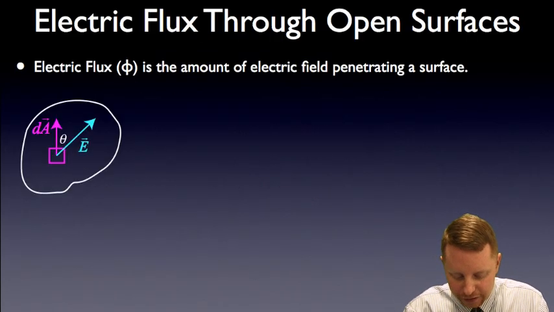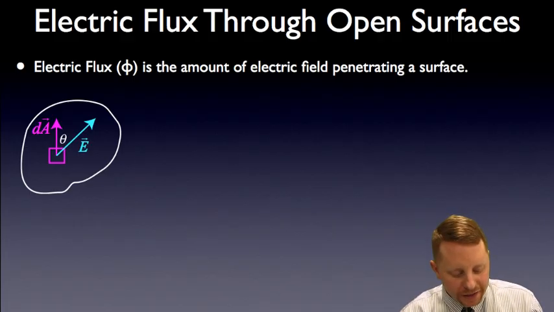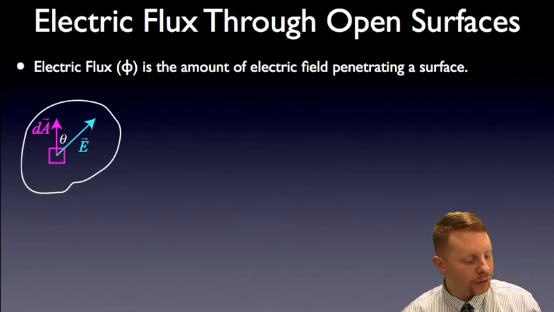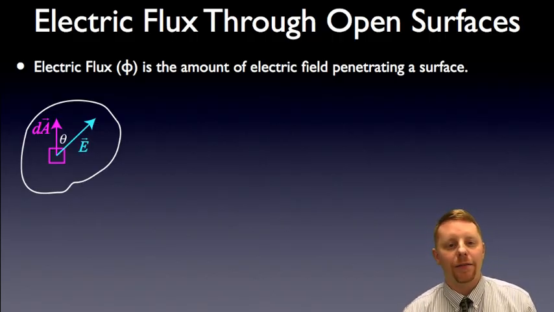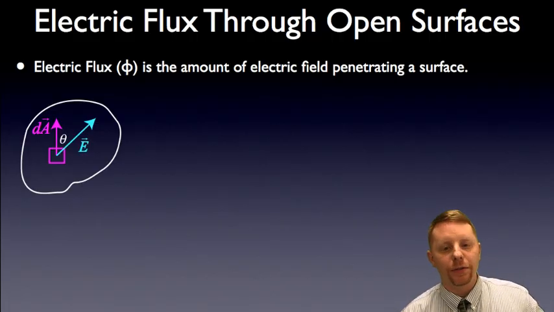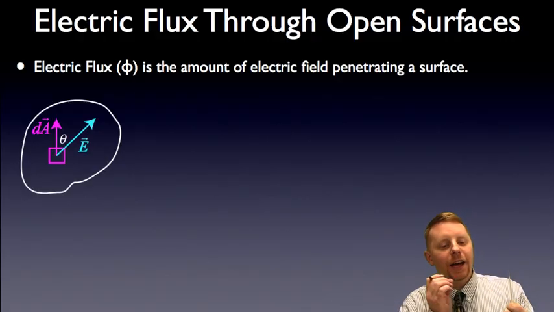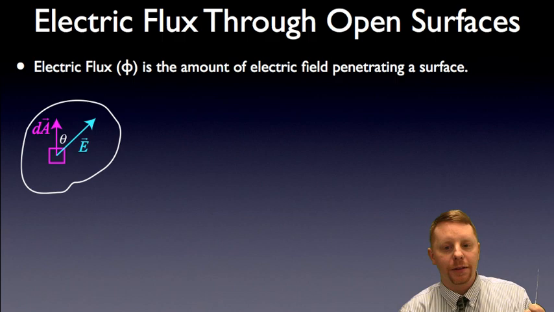Now, as we get into Gauss's law, it's all about electric flux. So what is electric flux? Well, really, electric flux is the amount of electric field penetrating a surface. For example, if we think of wind as electric field going through a surface, if I have an index card like this, as I blow on it, I have a lot of electric field going through it. There is a lot of flux through the surface.